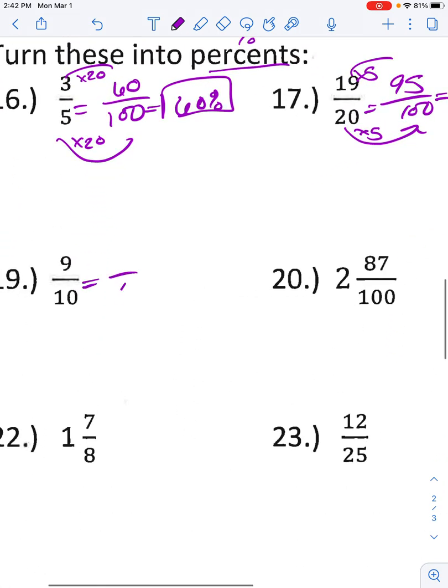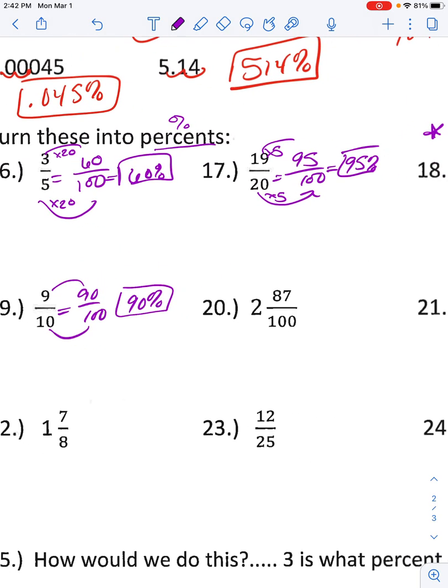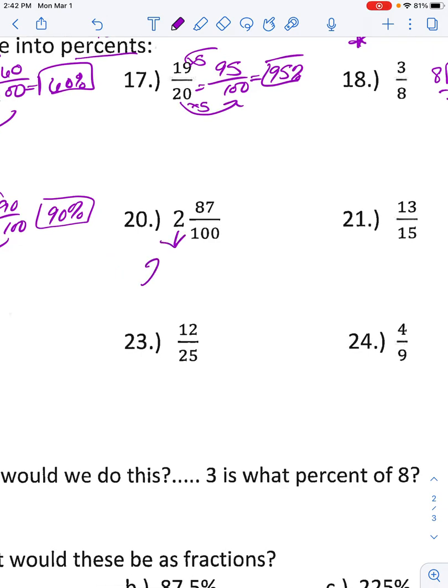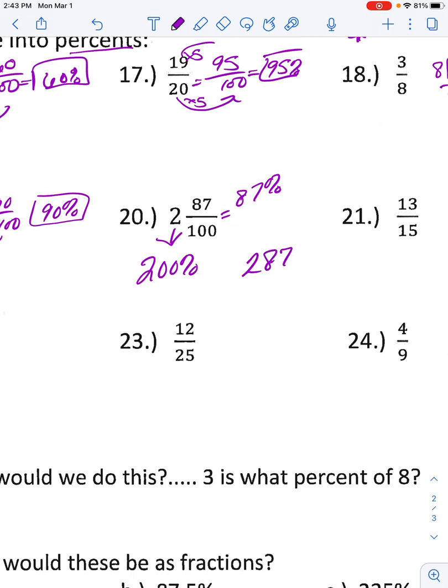Okay. 9/10 as a percent is going to be 90%. 2 and 87/100ths. Guys, one whole is 100%. 2 wholes is 200%. 87 out of 100 is 87%. Put them together, we have 287%.